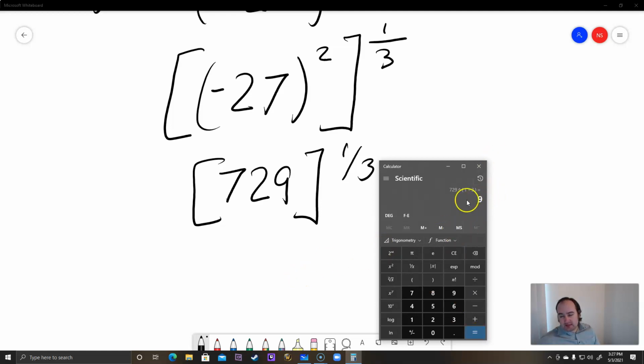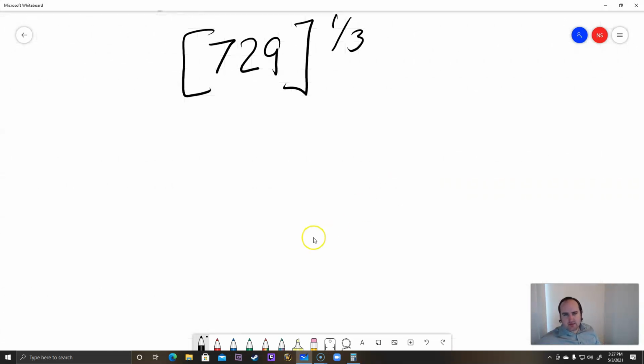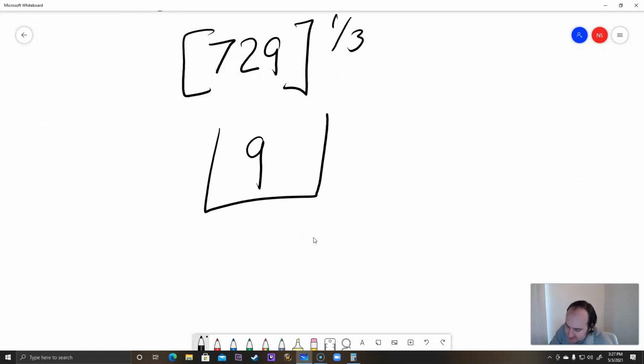Otherwise, if you don't use a calculator, you have to make a factor tree. And that can be tedious with a big number like 729. But using the calculator is the fastest way to do this here, so our answer is 9.